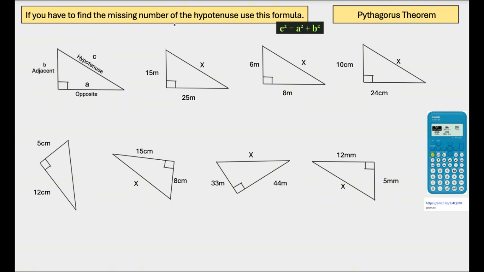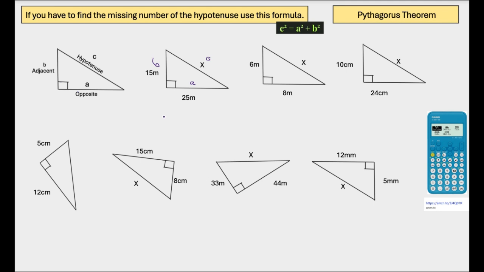Now, the hypotenuse is our C. The adjacent is our B, and this is our A, sorry.